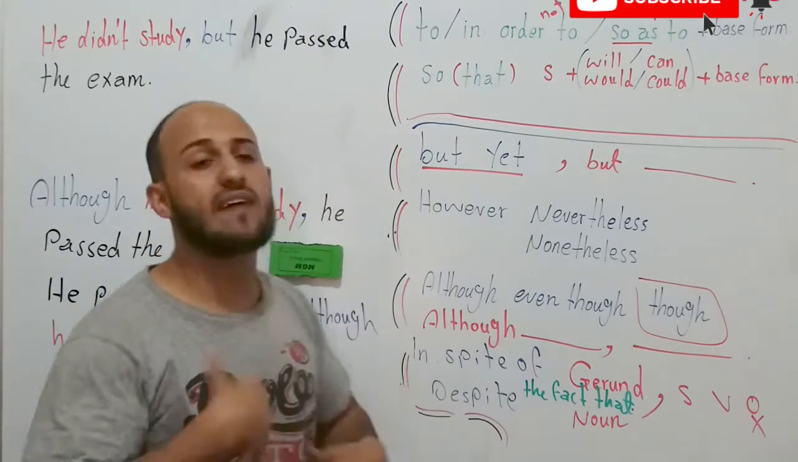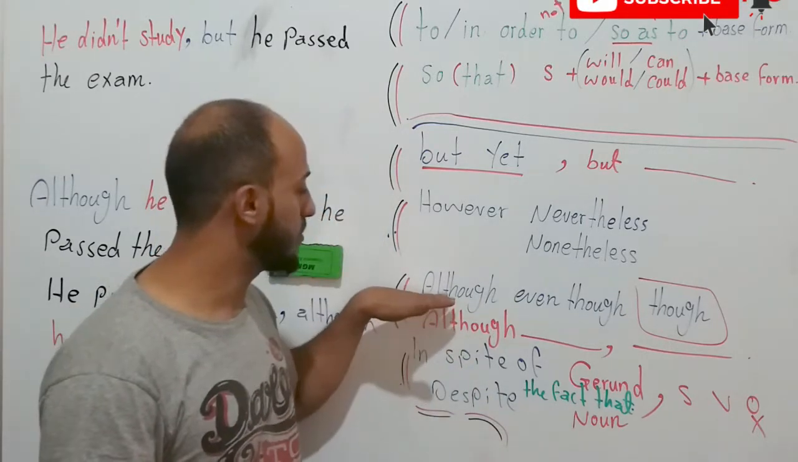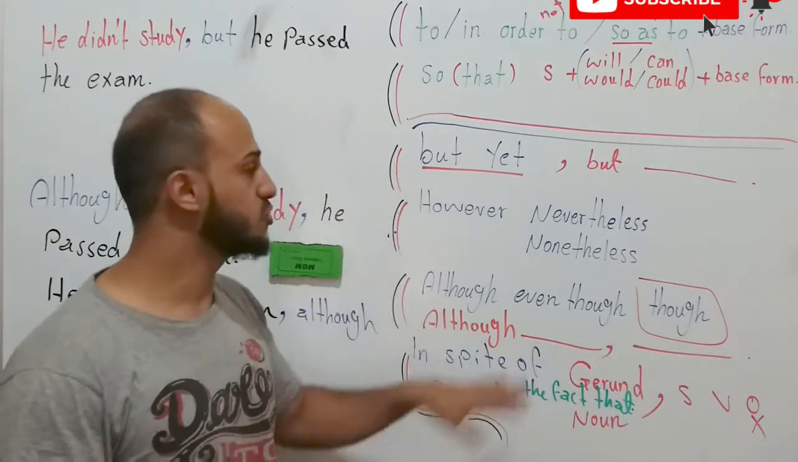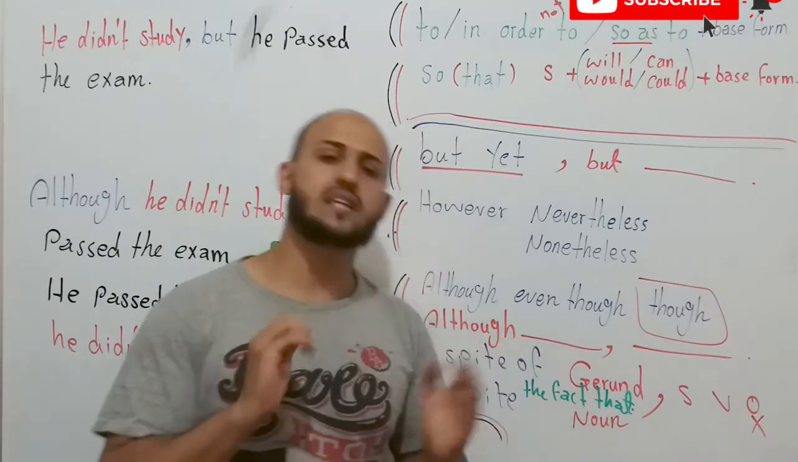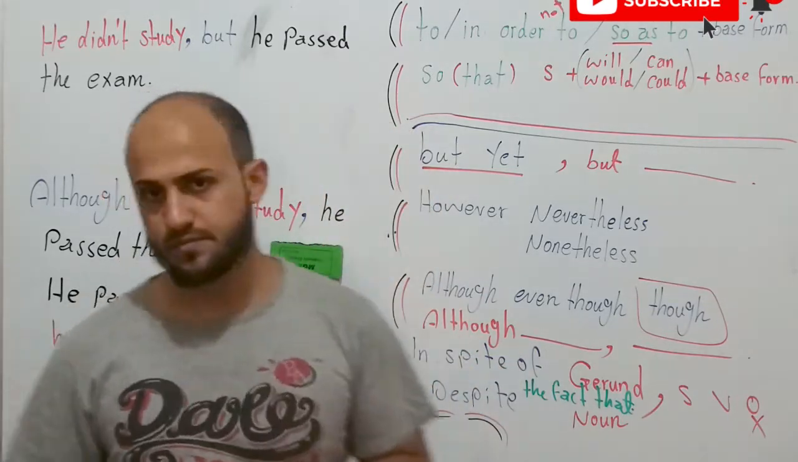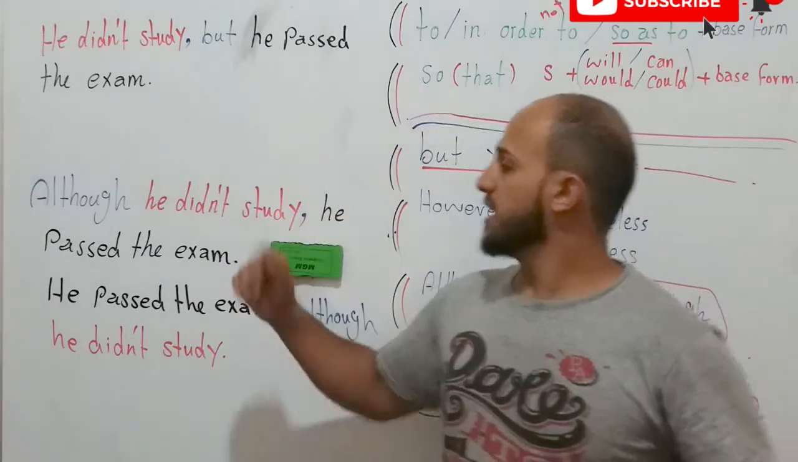Okay. So we have other words. For example, although, even though, though. We use these words, okay, to show a contrast. But there is a little difference. Let's learn the difference here between but and although. Let's learn. Here, guys, focus.